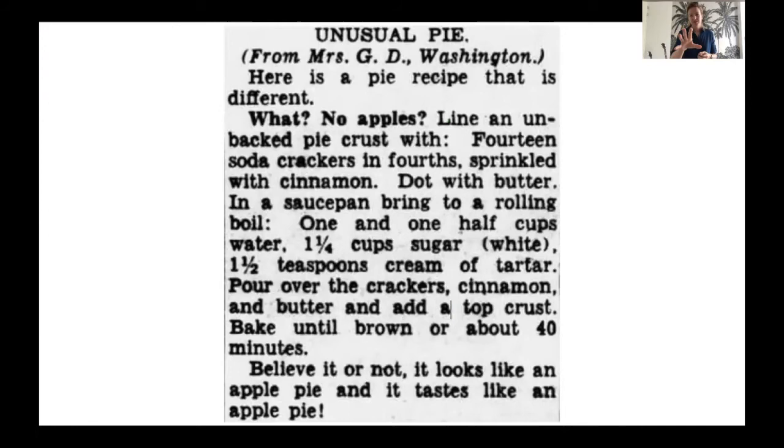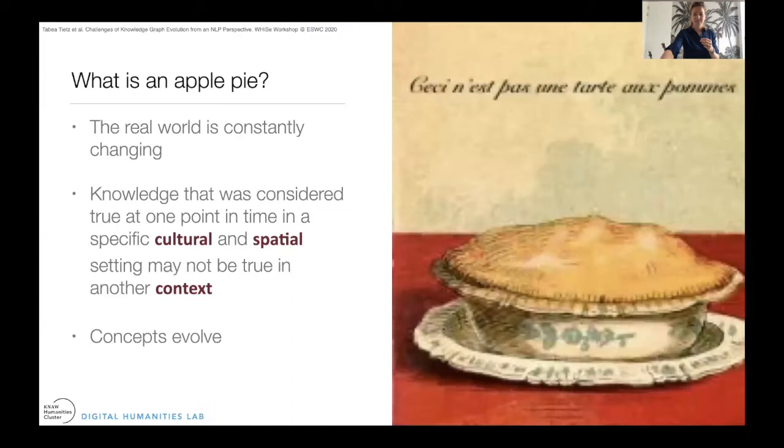Going back to this recipe, if you ask me what's in an apple pie, it's like, well, apple, flour, sugar, those are the basics, and then you can add cinnamon or raisins. That's your Dutch thing. Maybe not everyone likes that. But then you get this recipe that says apple pie without apple, right?